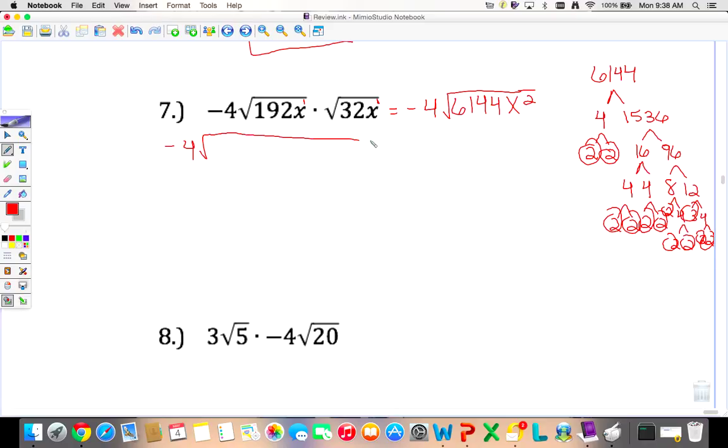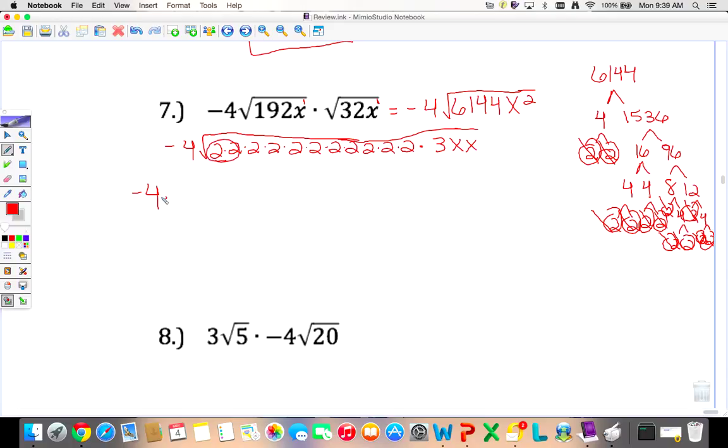So, to write this out, we have negative 4. Square root, make it really long. I have 1, 2, 3, 4, 5, 6, 7, 8, 9, 10, 11 2's. And then I have that 3 left over. Okay, then we have this x squared over here. That means I have 2 x's, so I'm going to write that down twice.